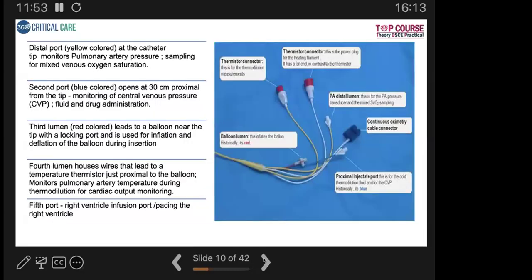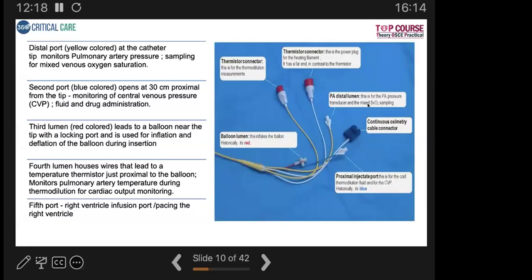So if you see the parts of the pulmonary artery catheter, usually it is a 4 to 5 port catheter. You can see the yellow colored port, which is the catheter tip that monitors the pulmonary artery pressure, and you can also take the sample for the mixed venous oxygen saturation. So this is the distal lumen, through which you take the sampling and it measures the pulmonary artery pressure.